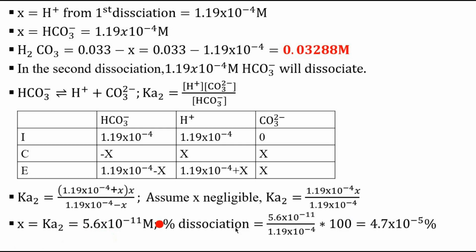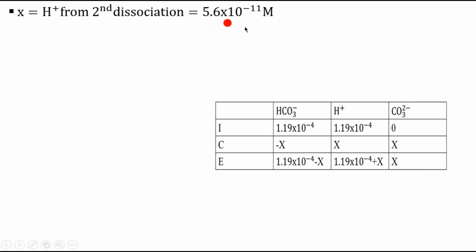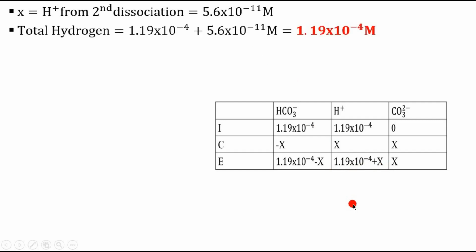So the percentage dissociation, because we need to verify the assumption, you get this one. That means the assumption is valid because the percentage dissociation is less than 5%. So after the second dissociation, we will have X equal to the value that we have, 5.6 times 10 power negative 11 molar. So that is X. That is also equal to the carbonate ion. Then H plus will be equal to this one from the first dissociation plus this one from the second dissociation. That will be the total hydrogen in the solution, and that will also govern the pH of the solution.